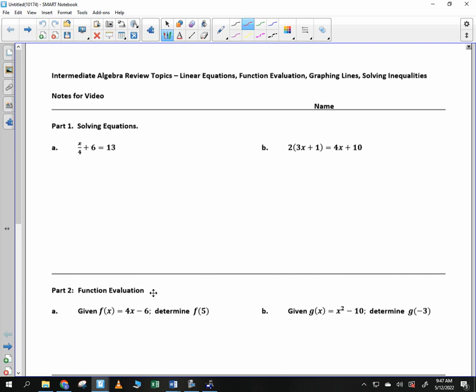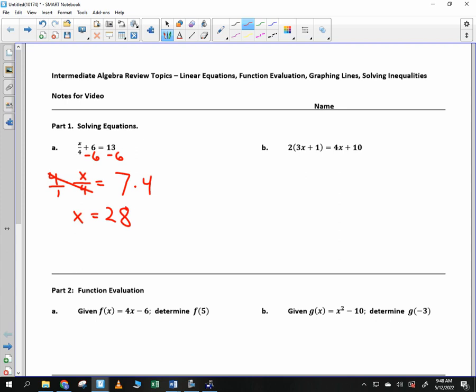So we want to learn how to solve these equations again. If you remember, for letter A, we're going to subtract 6 from both sides. So I have x divided by 4 is equal to 13 minus 6, which is 7. And then how do we undo dividing by 4? We multiply both sides by 4. And if you notice, those cancel. You'll be left with x over 1. And we multiply the other side by 4 as well, and we get 28. So that is our solution.